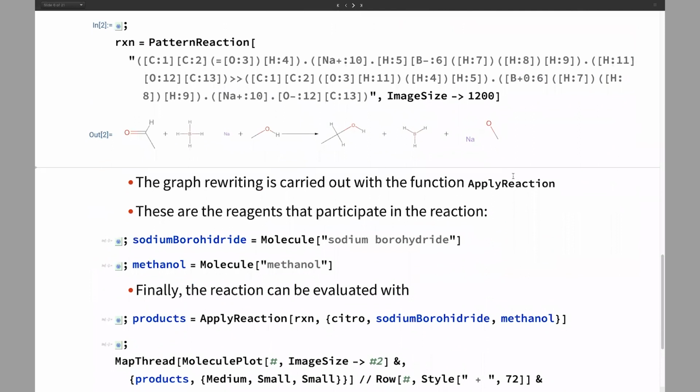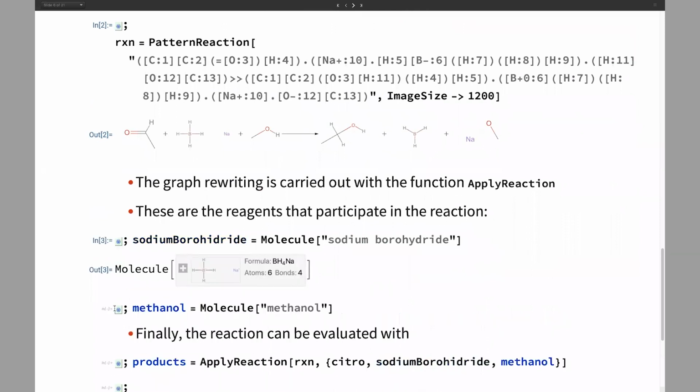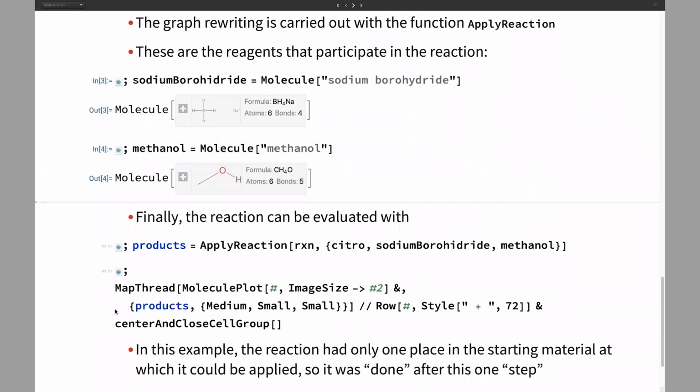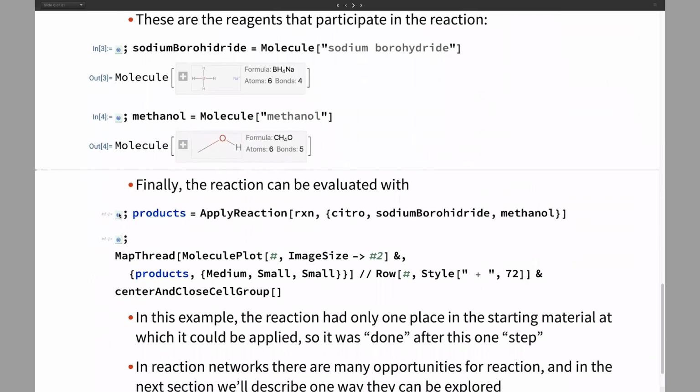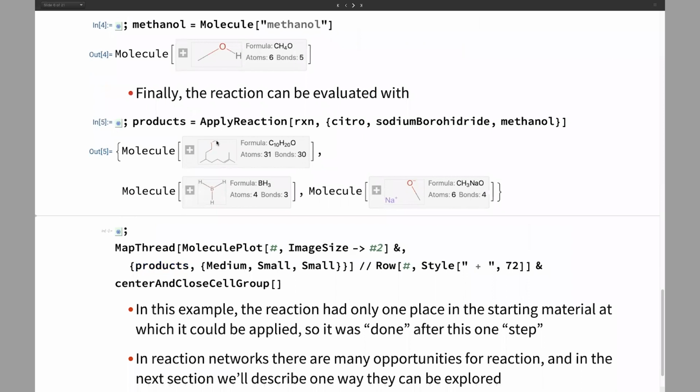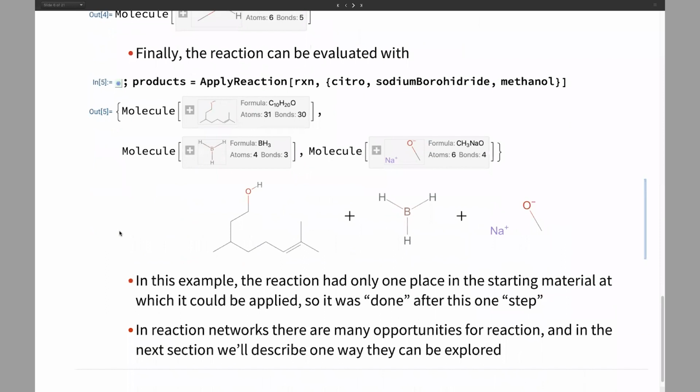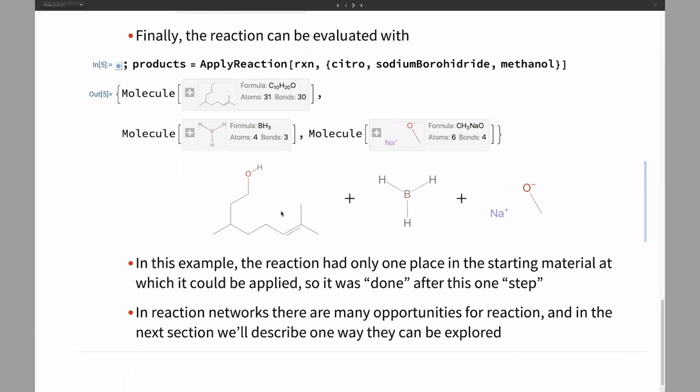The graph rewriting is carried out with the apply reaction function. And so let me define the reactants here, the sodium borohydride and the methanol. We've already defined the citronellal. We can carry out the reaction with apply reaction here. And we get the three products. And I can plot them pictorially for you. So here's the alcohol plus the borane plus the sodium methoxide. So this is basically how we do our chemistry in Wolfram language.